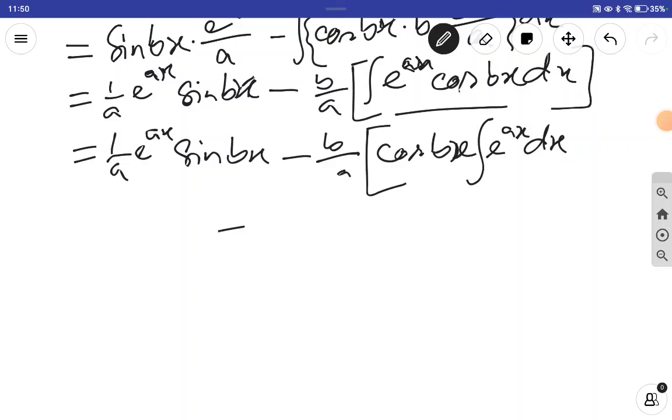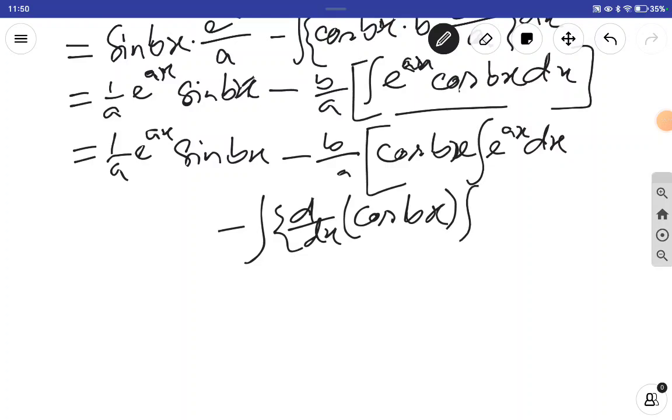minus integration second bracket d dx of cos bx integration e to the power ax, e to the power ax dx, second bracket close dx, third bracket close.